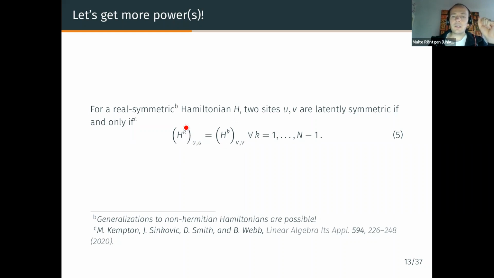So what you see here is you take the kth power of your Hamiltonian, so k equal 1, 2, 3, and so on, until n minus 1, where n is the dimension of your Hamiltonian. So for the first few matrix powers, you take the kth power, and then evaluate the uth diagonal element and the vth diagonal element. If these two coincide for all k here, then this is equivalent to the statement that your isospectral reduction has this nice reflection symmetry for any value of lambda, or whatever you call your spectral parameter, E, or you name it.